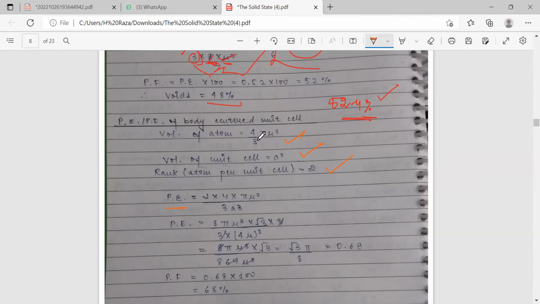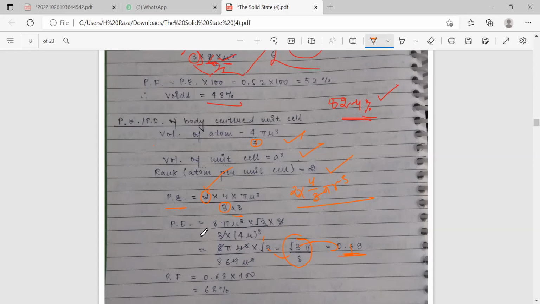So packing efficiency will be 4 by 3 pi r cube, and before that I am going to multiply it by 2 because there are 2 atoms, and this 3 will come to denominator. Is there any doubt? Now a cube, we are going to again use the relation between a and r. You know the relation between a and r in body centered cubic unit cell, that will be basically 4r upon root 3. So we just put the value and we will get an answer root 3 pi by 8, and when you divide it, you will get this. See, I can write it like this: 4 by 3 pi r cube, and there will be 2 into a cube.